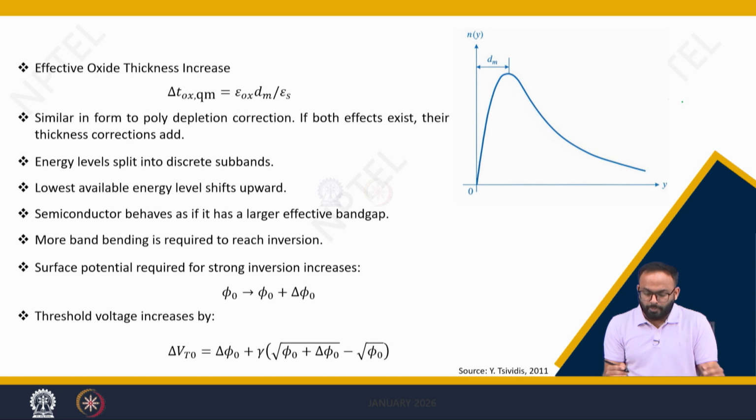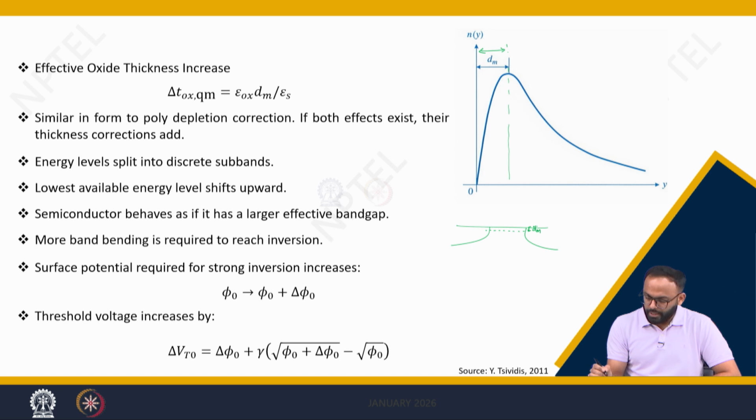Now, how can we incorporate these things in our modeling approach with simple approximations? The first thing is, let us incorporate the effect of dm. For that, we will consider that this is the surface and our sheet of charge is present dm distance away from the surface. So, still we are considering the inversion charge as a sheet, but it is away by dm. So, ultimately this will increase the effective oxide thickness, which can be given by: the change in effective oxide thickness is equal to epsilon OX into dm divided by epsilon S.